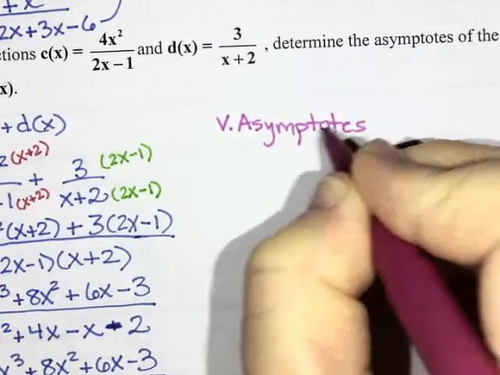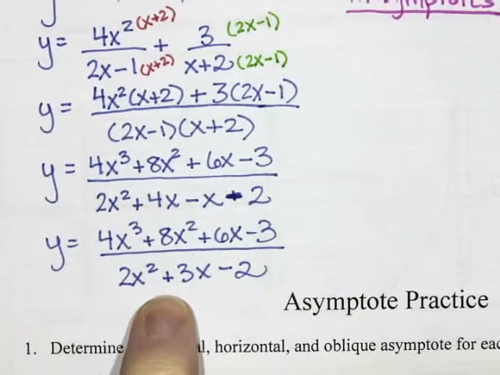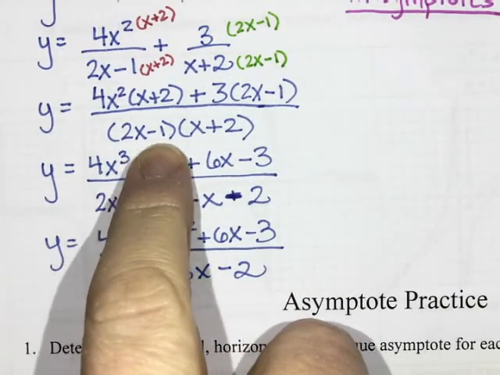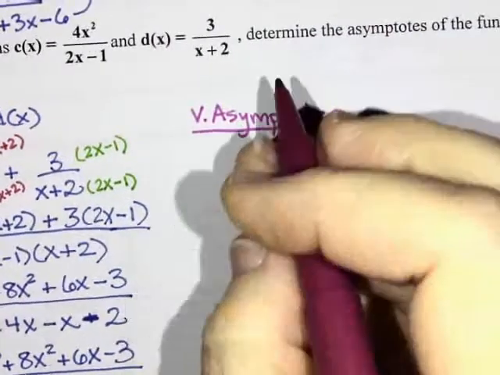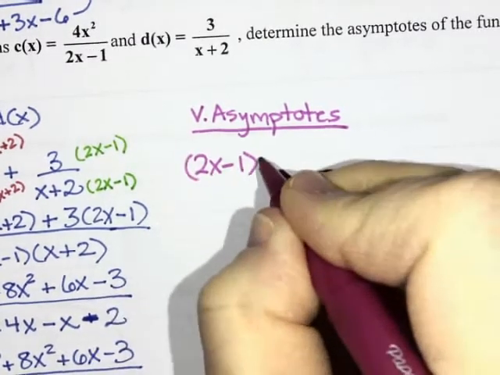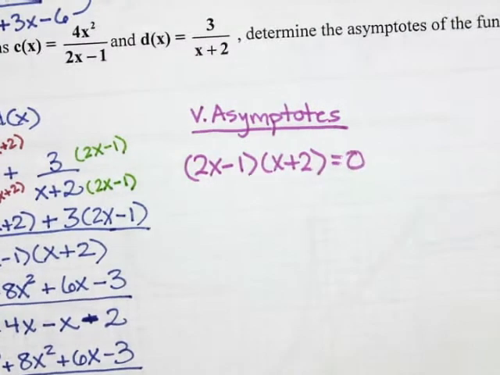So if I want my vertical asymptotes, we want to look at what makes the denominator 0. I could use this denominator, but it needs to be factored anyways, so it makes more sense to use the one that was factored. So I want to look at what makes 2x minus 1 times x plus 2 equal 0.